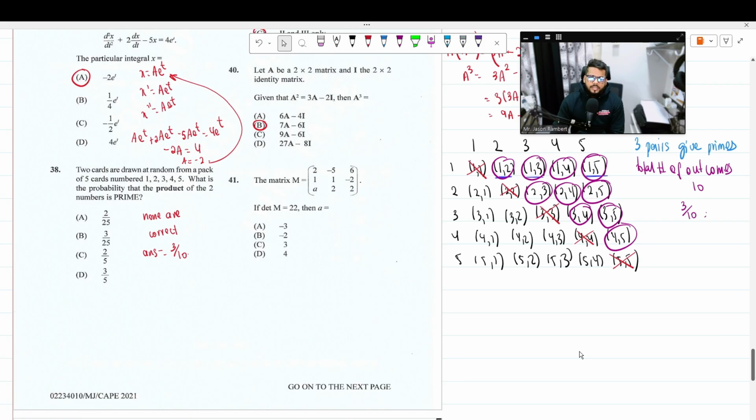The matrix M is such that if the determinant of M is 22, then A is equal to, oh, good. Alright, so let me go ahead and get the determinant. So we're going to get 1, 2 is 2. Take away negative 4, we get 2 plus 4. And that had to be multiplied by 2. Take away 5, going to be plus 5.